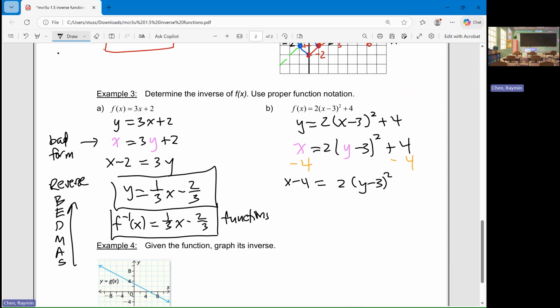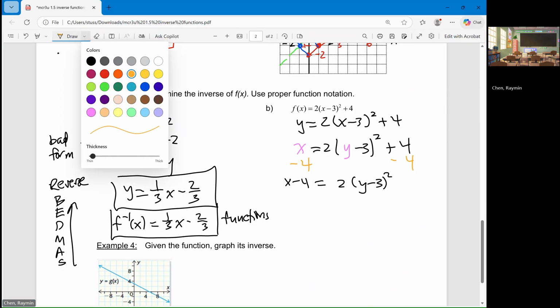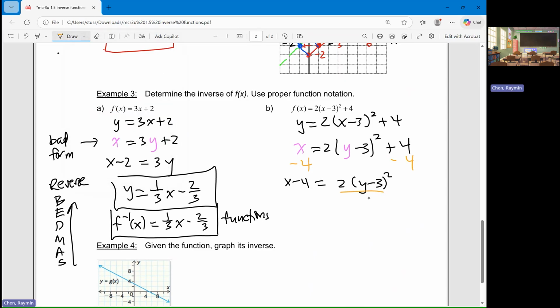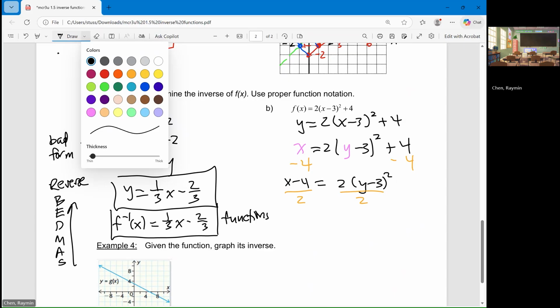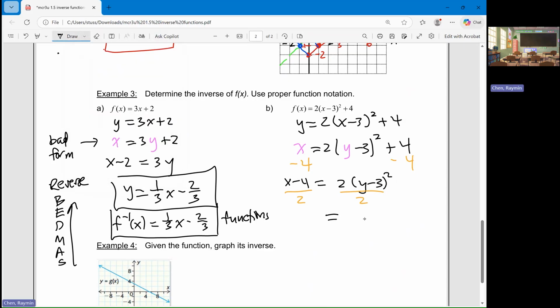What are we going to do next? We deal with that multiplication of 2. How do we do that? The opposite of multiplication is division. And what we're left with on the right-hand side is (y minus 3) all squared. And on the left-hand side, we get half of (x minus 4).